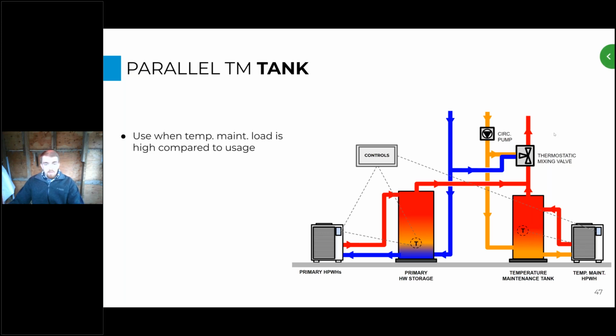This system works really well when the temperature maintenance load is really high compared to the domestic hot water usage, because we still have a piece of equipment that's been optimized to handle this temperature maintenance load separately. So we're heating it at a relatively high efficiency, versus the lower efficiency that this heat pump would experience if it were to see those higher entering water temperatures. So we can optimize this primary heat pump to heat really cold water, which is the much larger percentage of the load, and then optimize this smaller heat pump to heat really warm water.